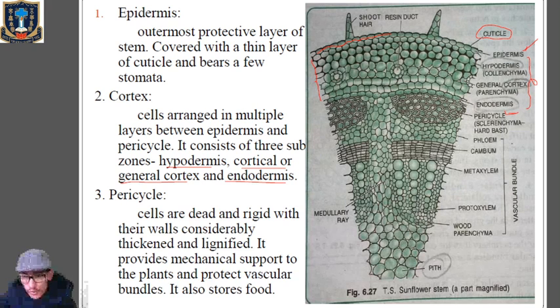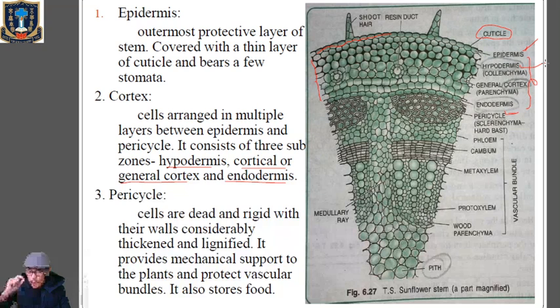Okay, so you can see over here the hypodermis, the first subzone of the cortex, which is nearly 4 to 5 cell thick. It is on page number 6.28. One more time, it's on page number 6.28. Okay, so hypodermis is nearly 4 to 5 cell thick layer, and is made up of collenchyma. Okay, it's made up of collenchyma, and it just lies below the epidermis.